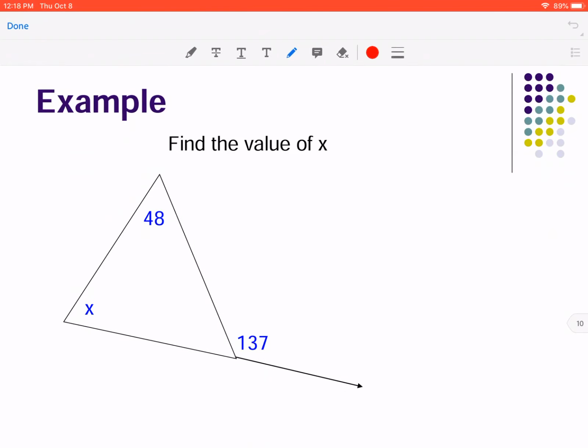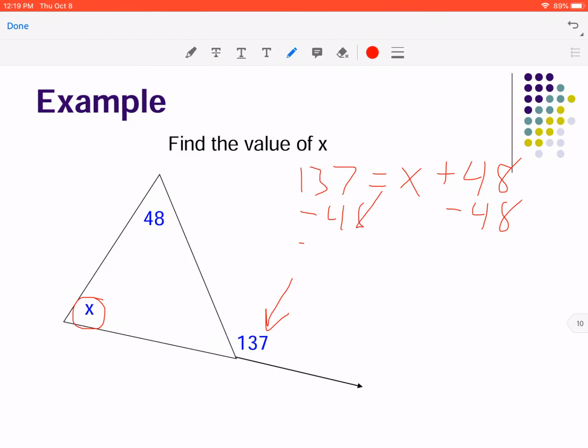Now, what if the angle is on the inside and they gave you the exterior angle? You remember 137 should have equaled x plus 48. So now it's just a one-step equation. What would you do to solve for x? Subtract 48. All right, so if we do 137 minus 48, 89 is our answer. So x is equal to 89. All right?